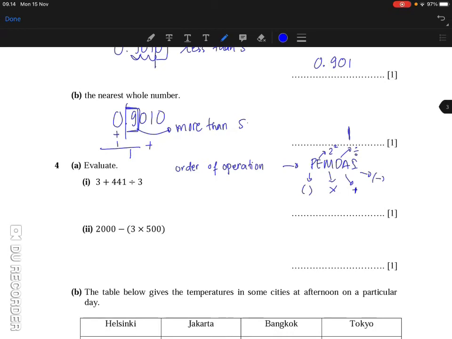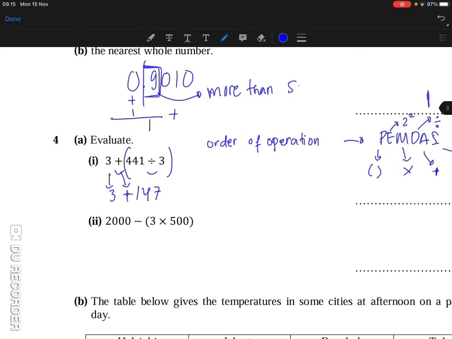Now we have addition and division. It means you have to do the division first. Don't forget to put the bracket so you can see which one is the priority. Now you have to do the division first. 441 divided by 3, you will have 147, miss. Don't forget to copy this 3 and then this addition. So you will have 3 plus 147, so you will have 150.